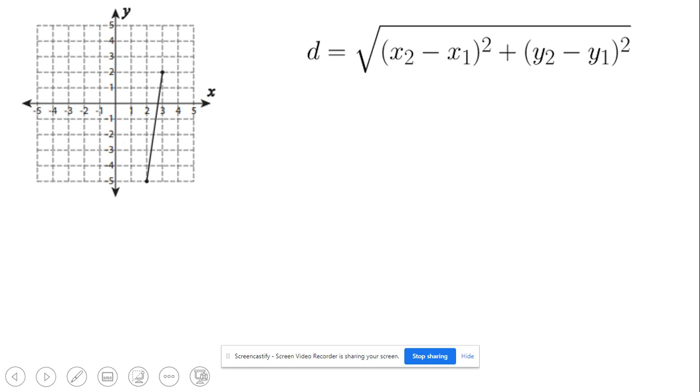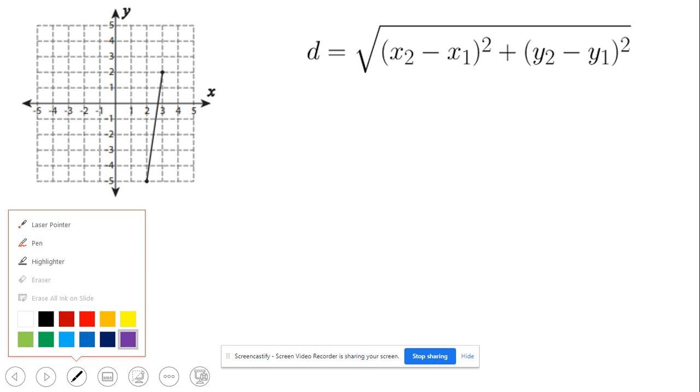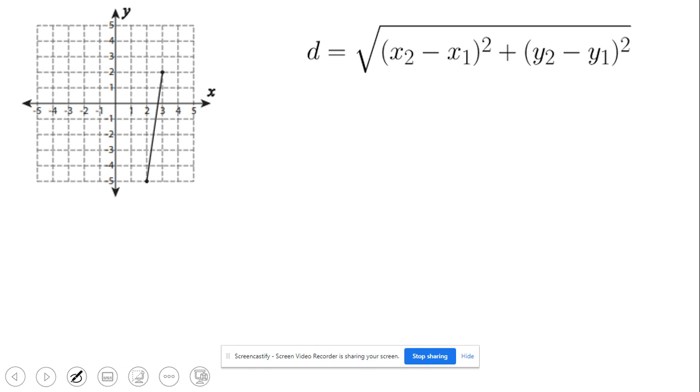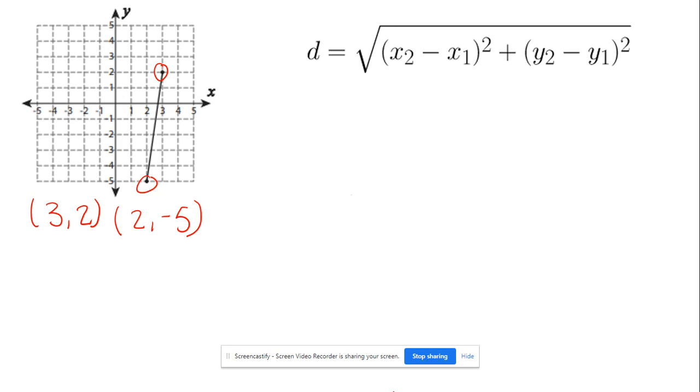Let's do another example. This one's a little bit different because this time you aren't given the points, you're given a graph. So first step is now to find the point. So I'm going to find this point first. And this is 3, 2. Your next point is 2, negative 5.